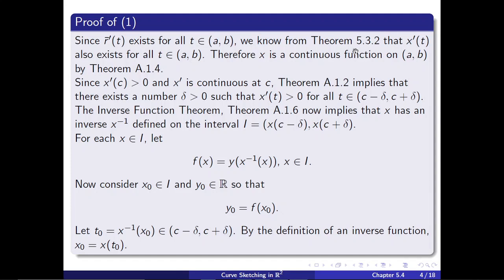This is because you remember theorem 5.3.2 tells us that r prime of t is equal to the derivatives of the component functions. So if r prime of t exists, it means the derivative of the component function will exist, right? So therefore x is continuous on AB, and this is coming from the theorem that we talked about, A.1.4, which said differentiability implies continuity.